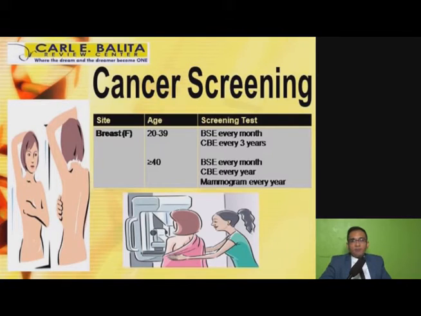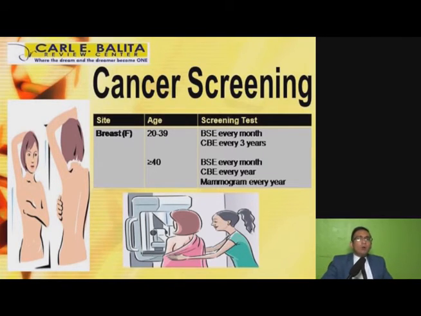Kailangan tandaan, it is performed 7 days after menstruation, wherein wala na ang effect ng ating hormones. Alright? Because normally, kapag before menstruation, nagkakaroon ng tingling and thickening lumps in the breast. So therefore, it should be performed 7 days after menstruation. Tandaan, it should be performed every month. And of course, you have your clinical breast exam every 3 years. Pag sinabi natin clinical breast exam, it is an assessment done by a clinician or by the physician. So, tandaan, 20 to 39 years old, breast self-examination every month, clinical breast examination every 3 years.